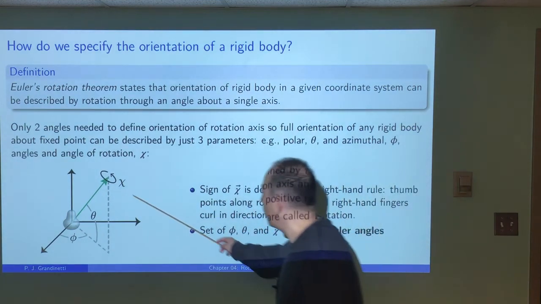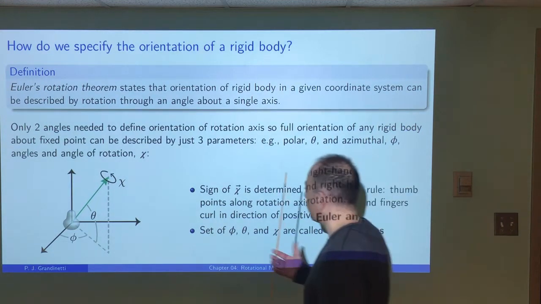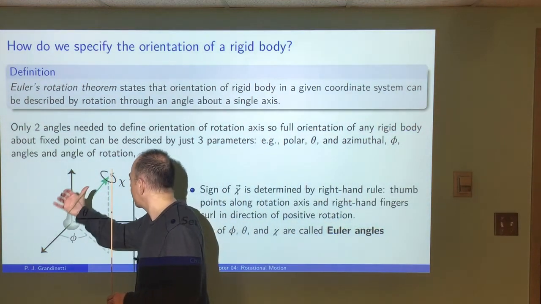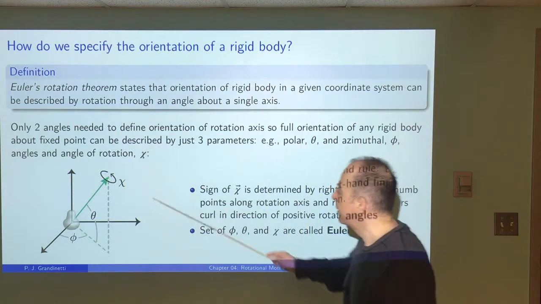Now, one other thing I want to point out is that the sign of chi is determined by the right-hand rule, which is that you put your thumb along the direction of the vector and your fingers should curl in the direction of positive chi.